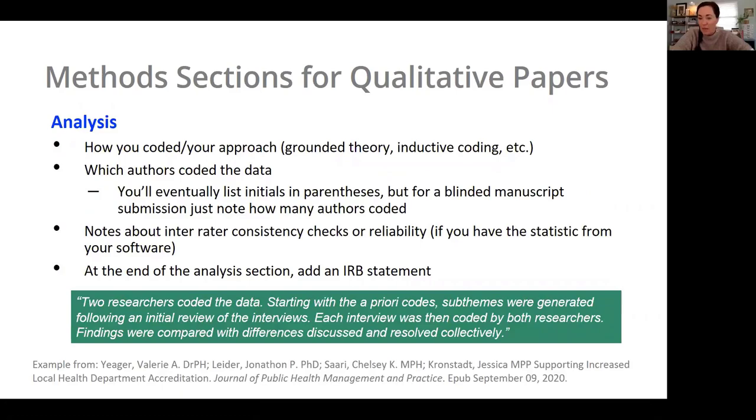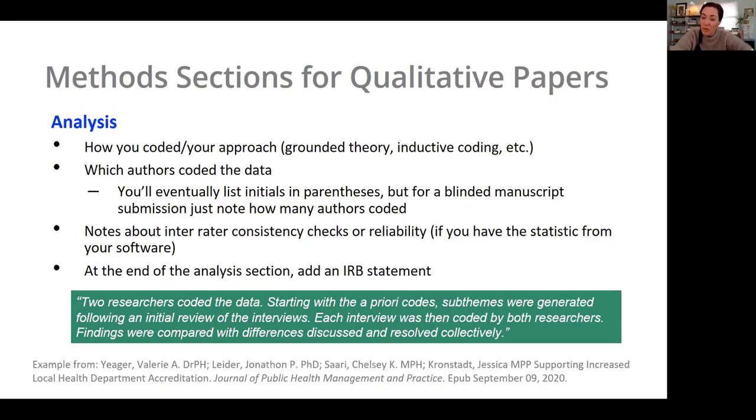And then every method section has an analysis section or subsection. So this section is a little bit harder to write, but it can be simplified. How did you do your work? So how did you code and what was your approach to coding? If you're using a specific approach like grounded theory or inductive coding, you would explain that.